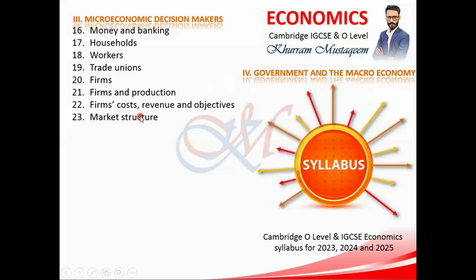Market structure: when any particular firm or producer comes into the market, they face competition. For example, perfect competition, for example monopoly, for example monopolistic competition. What are the differences in each of them, we'll discuss.